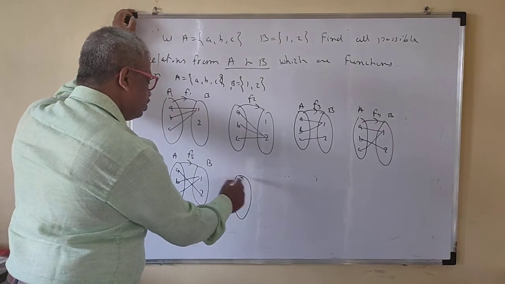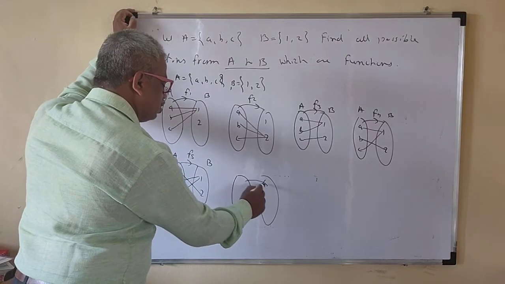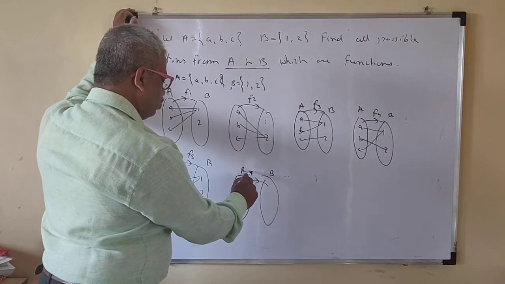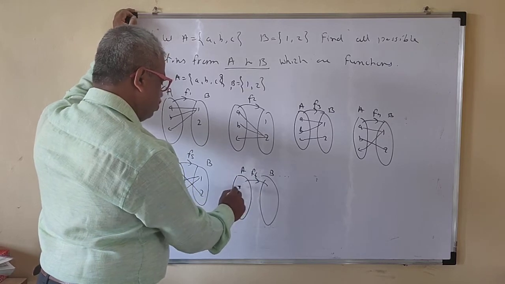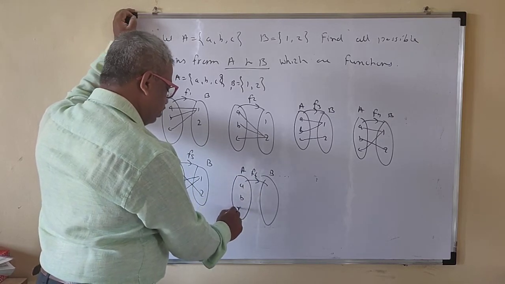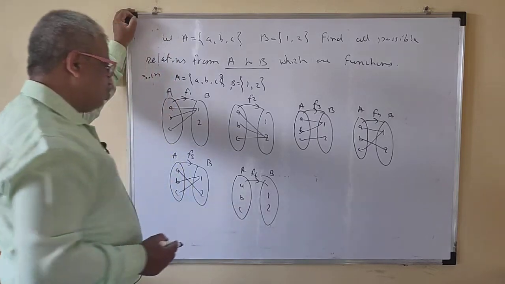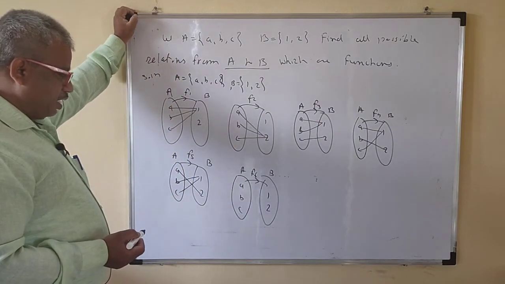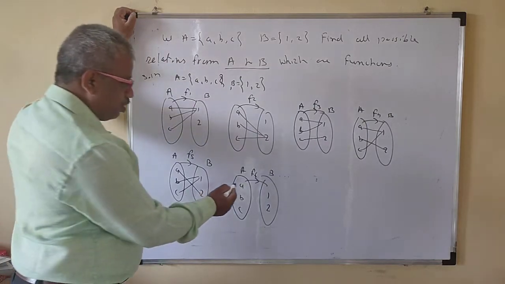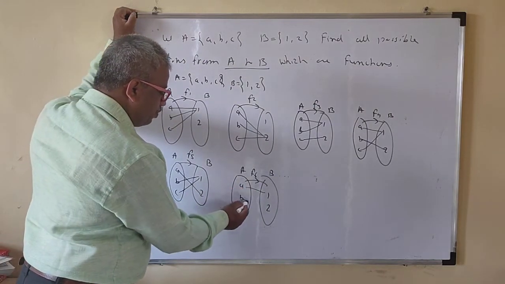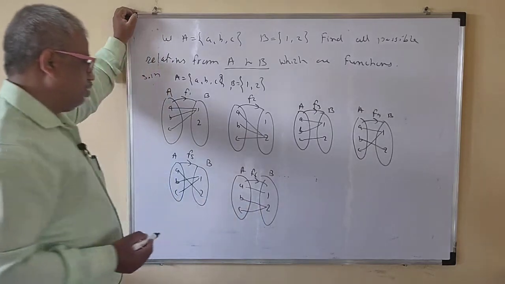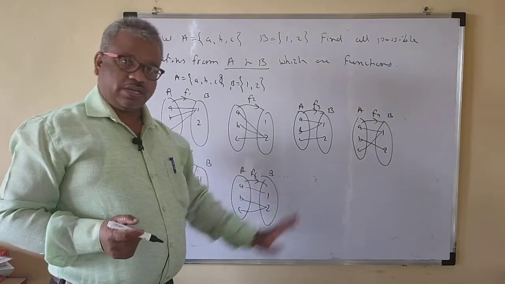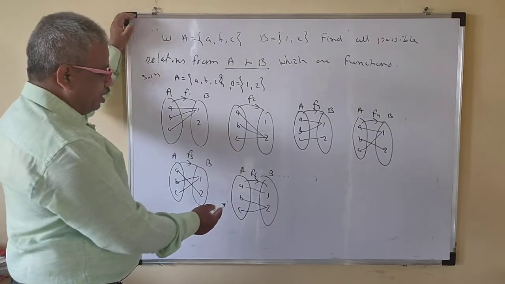We'll write out the sixth function now. So this is A, B, and this is F6 now. A, B, C, and 1, 2. What we'll do here is take the image of A as 1, and we'll shift B and C to 2 here.